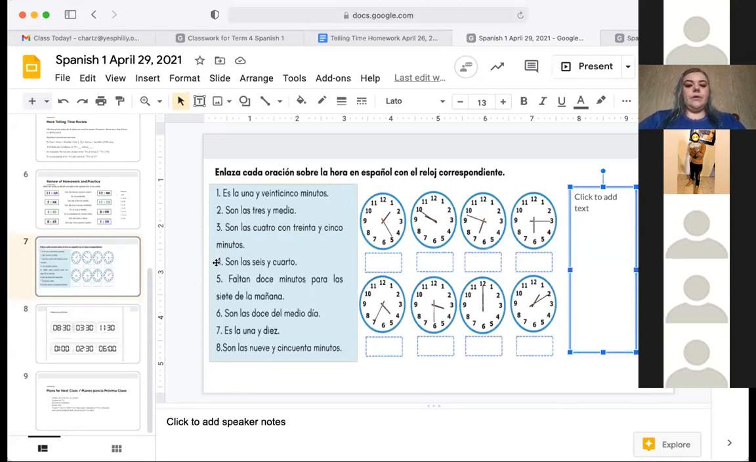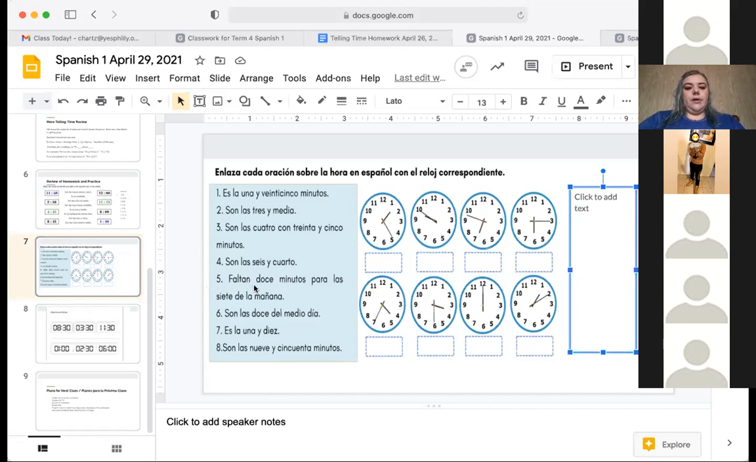So for number four, we have son las seis y cuarto. It is 6 and 1/4 of an hour. So does anyone want to tell me what that one would translate to? That's like 6:45 around there. It's 6 and 1/4, not 6 minus 1/4. Oh, so 6:15, right. Yep. Let's see which clock that is. Right here, fourth one, first row. Yeah, it's that one.